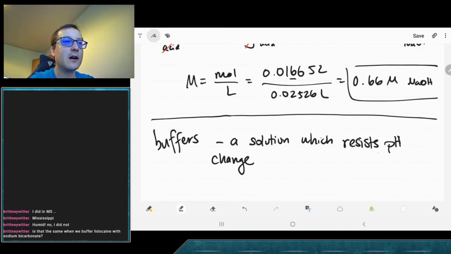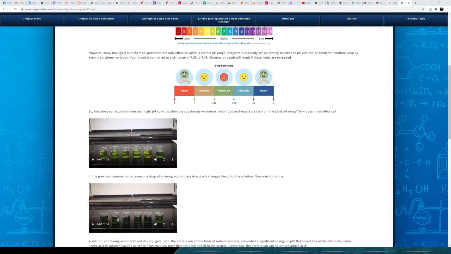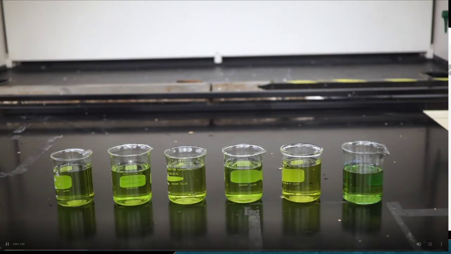So here, let's go ahead and open the window. Yes, that's exactly why you would buffer it. You'll see that different things may react in different ways if they are not buffered. So here we go. This is an unbuffered solution. We have 6 beakers of deionized water that contain a universal indicator.